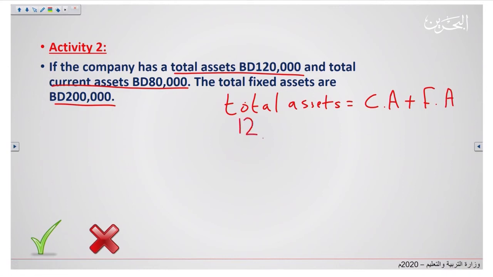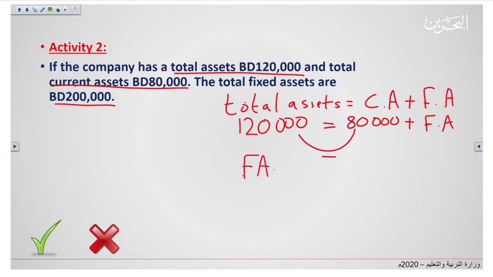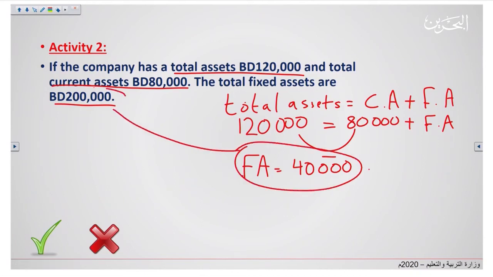They have given us the total assets, which is 120,000, which is equal to the current assets 80,000 BD plus the fixed assets that we have to calculate now. To calculate the fixed assets, I have to subtract these two amounts to get 40,000 BD. Now, as you can see, this answer is definitely not the same as the answer in this statement, which means that this statement is also wrong, and this is the correct answer.